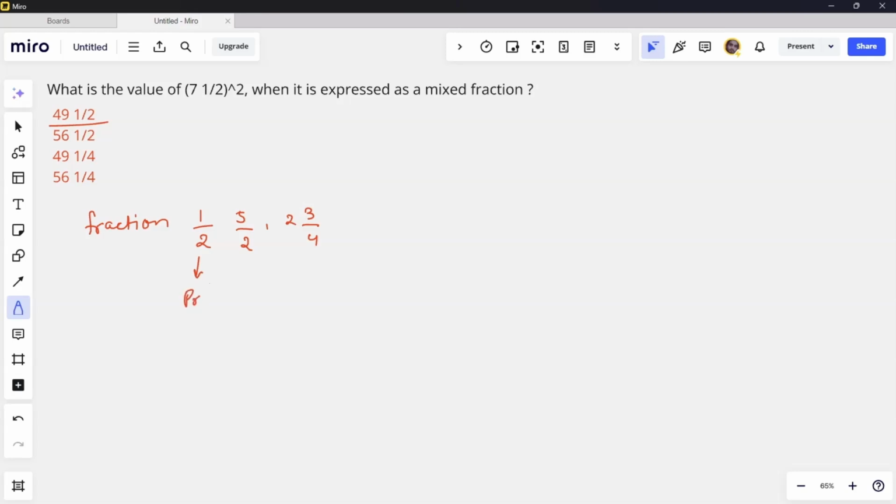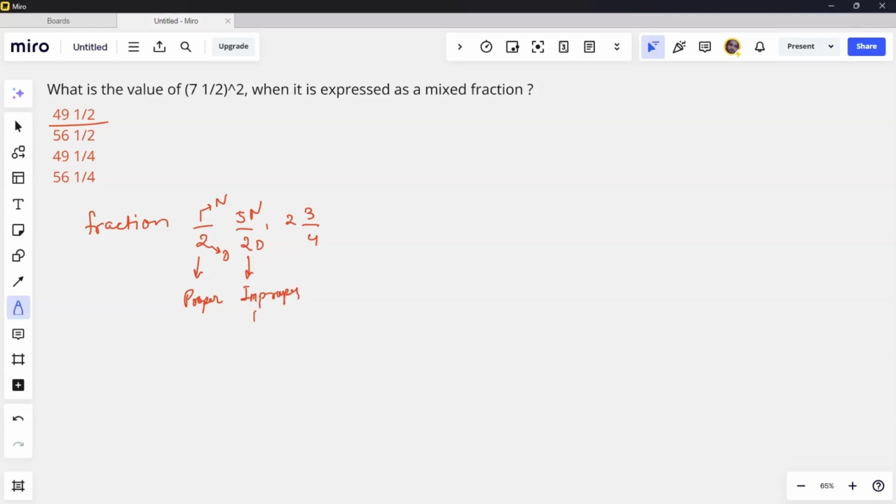Okay, basically a fraction has two parts. This part is the numerator and this part is the denominator. So if the numerator is less than the denominator, that particular fraction is called a proper fraction. Okay, so if the numerator is greater than the denominator, it means this fraction is called an improper fraction.